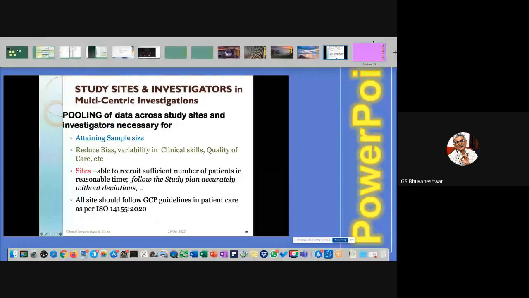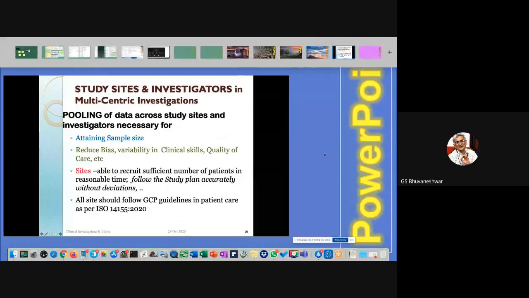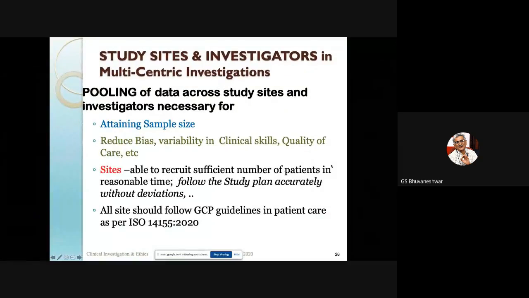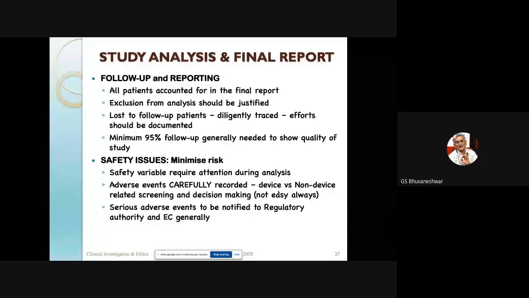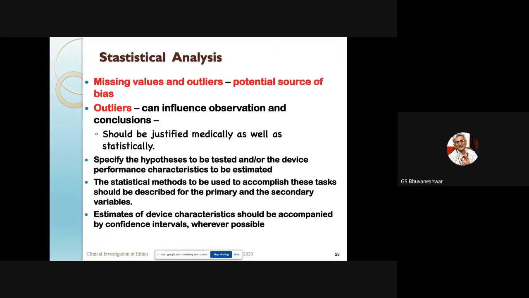I'm sorry, I'm taking too long. What's the time now? 5:30, doctor. Oh, I'm taking too long. Okay. Study site is okay. Pooling data or study site investigators, I think I'll skip these two. I think I'm almost done. Then follow-up, reporting safety issues. Maybe we will continue this another day.